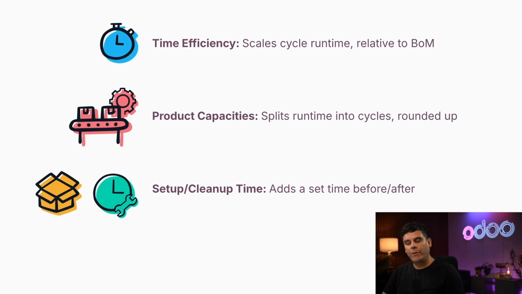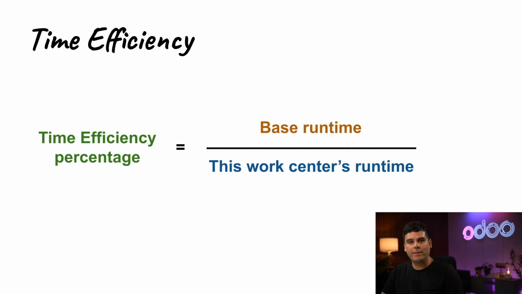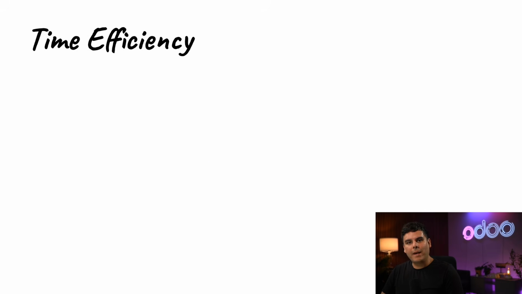Okay, so first we have time efficiency. This represents how efficient the work center is compared to the normal expected performance. The formula for time efficiency is the base runtime divided by this work center's runtime, and then finally times 100. That formula gives us the exact percentage to enter in the form field. So here is going to be an example. Let's say that we have a task that takes 60 minutes.